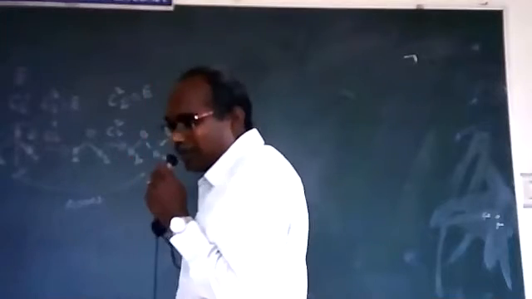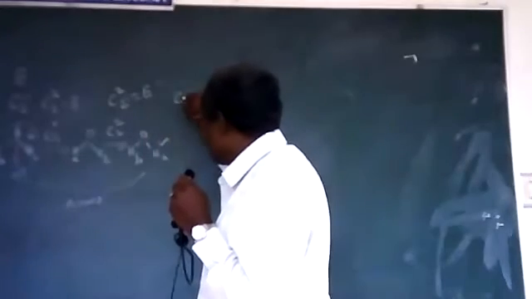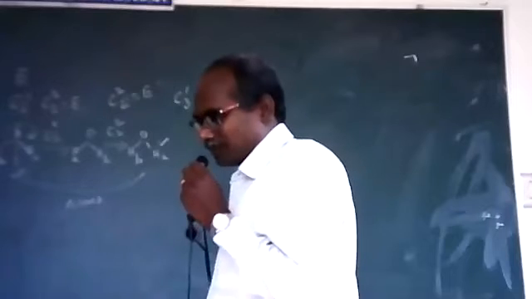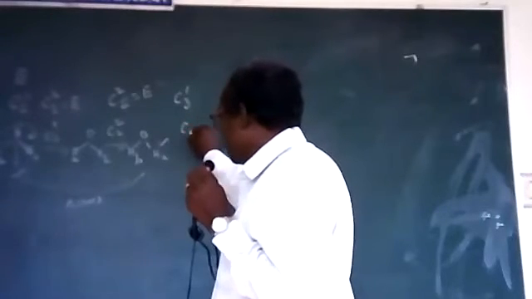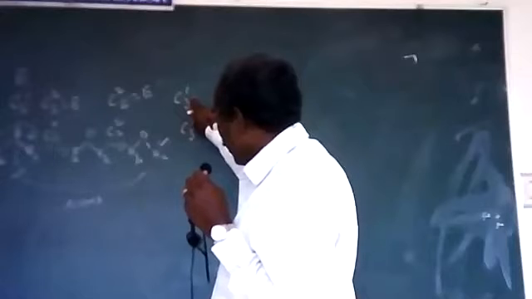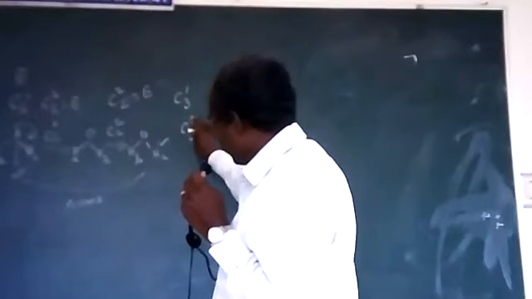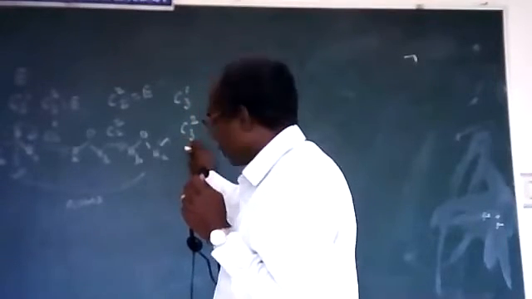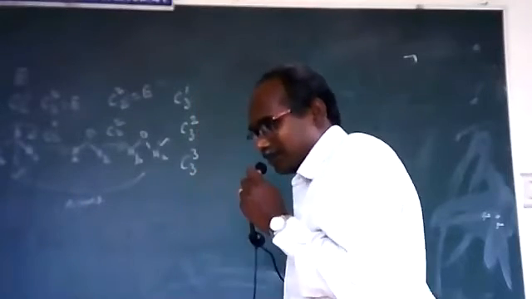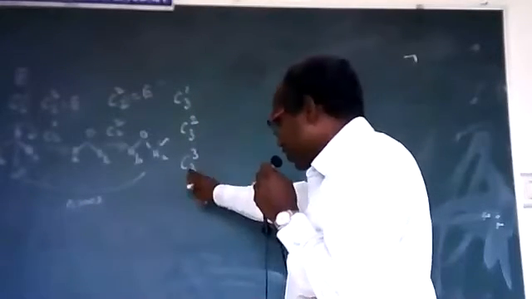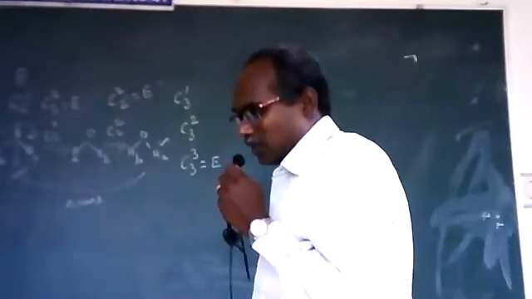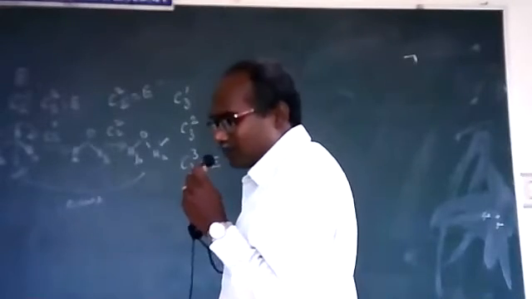Suppose you take a C3 operation. C3 operation done once, C3 operation done a second time: this is for 120 degree rotation, this is for 240 degree rotation. When the C3 operation is done thrice, this is a 360 degree rotation, and this becomes E again. You can understand this.